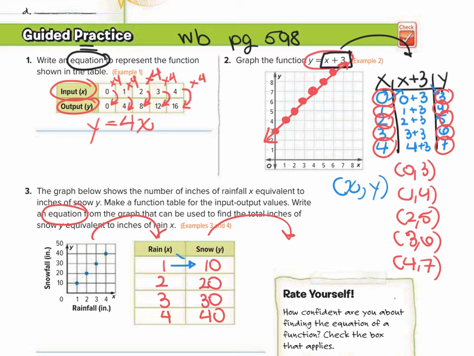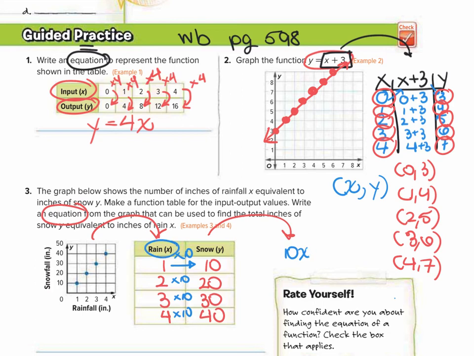So remember, we want to see how could we go from our input to our output. So this could be times 10, and let's see if that works for all of them. 2 times 10 does give us 20. 3 times 10 does give us 30, and 4 times 10 does give us 40. So our function rule would be 10x, because 10 times every input, which is x.